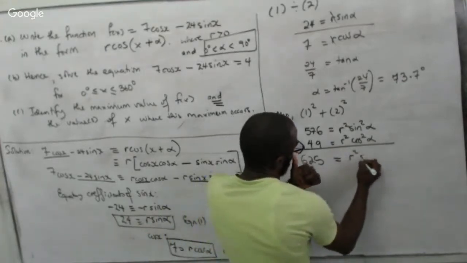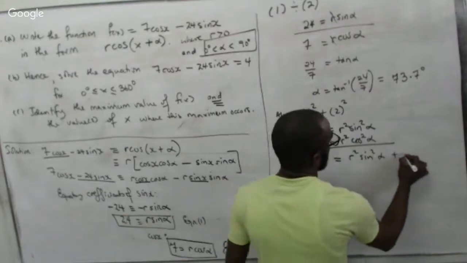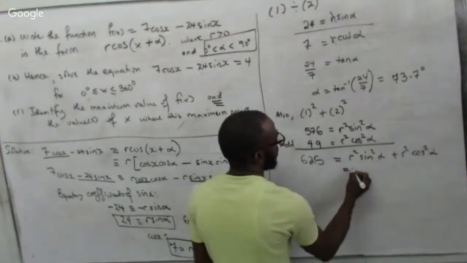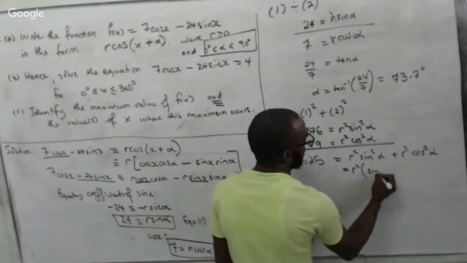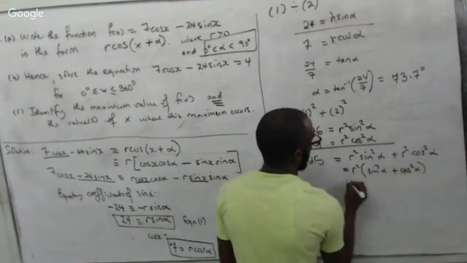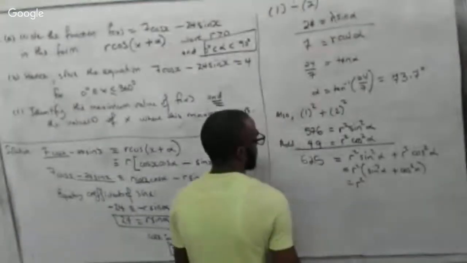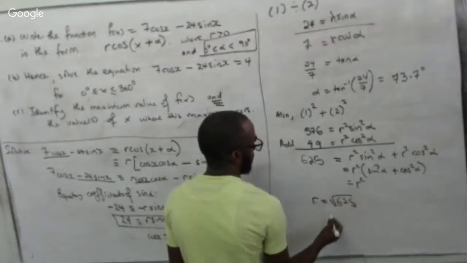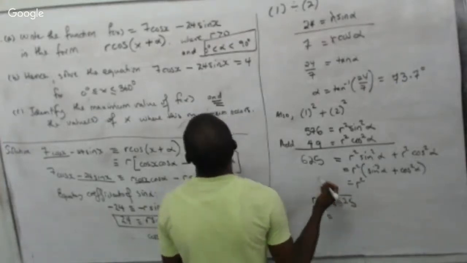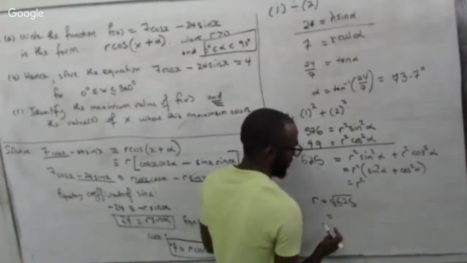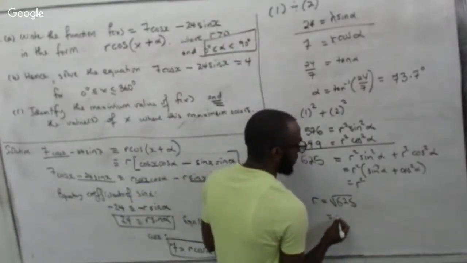R squared sine squared alpha plus R squared cosine squared alpha goes down to R squared into sine squared alpha plus cosine squared alpha, and that goes down to R squared. So R is equal to the root of 625. Note that they said R was greater than 0, so I will not say plus or minus root. Fair enough? What's the square root of 625? 25.